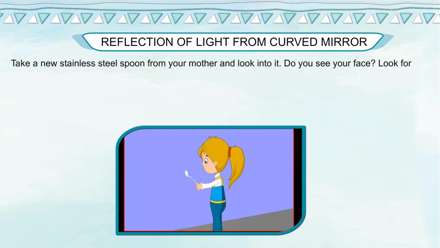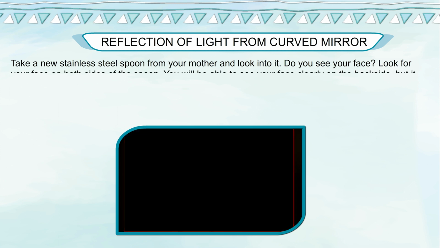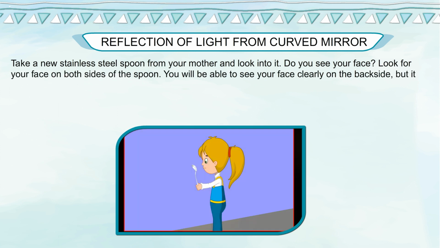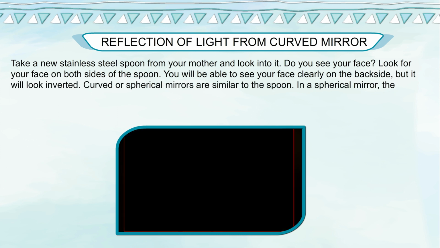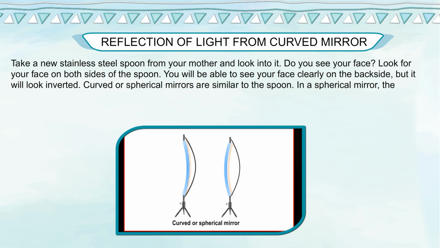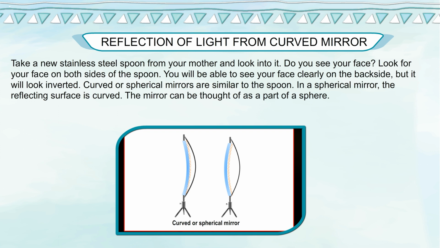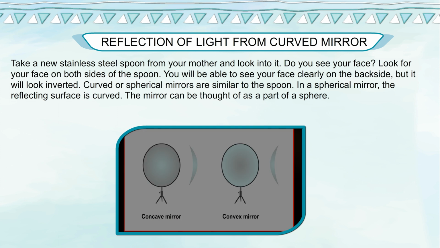Reflection of light from curved mirror. Take a new stainless steel spoon from your mother and look into it. Do you see your face? Look for your face on both sides of the spoon. You will be able to see your face clearly on the back side, but it will look inverted. Curved or spherical mirrors are similar to the spoon. In a spherical mirror, the reflecting surface is curved. The mirror can be thought of as a part of a sphere.